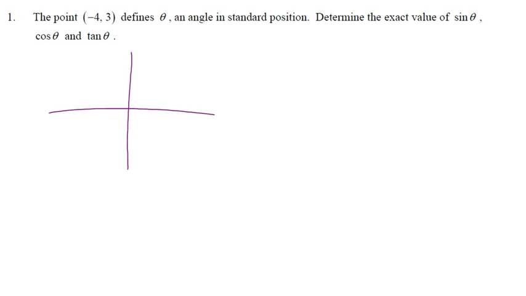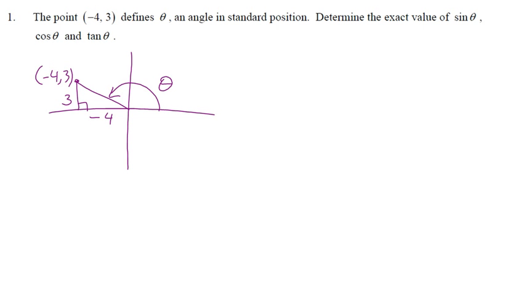So I want the point -4, 3. We'll call that point -4, 3. This is the angle theta in standard position. This is -4. This is 3. The point is -4, 3. So this is what we're dealing with. We have a point on the terminal arm, -4, 3. The angle theta in standard position measured from the positive x-axis with a counterclockwise rotation, as shown. And we want to know what sine theta, cos theta, and tan theta are.